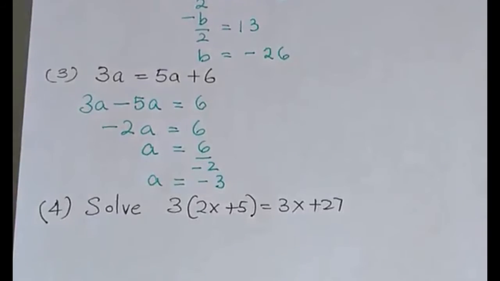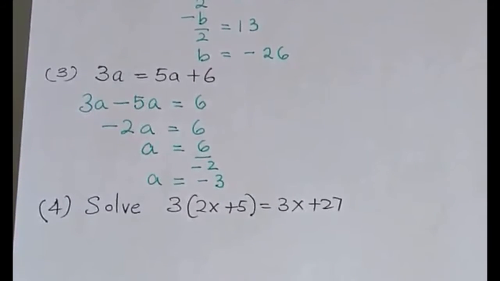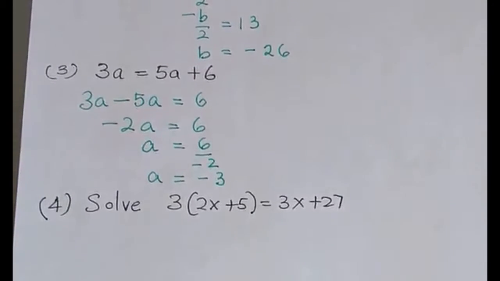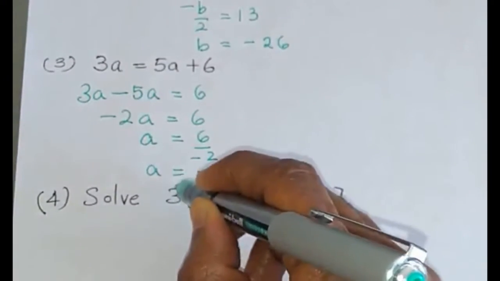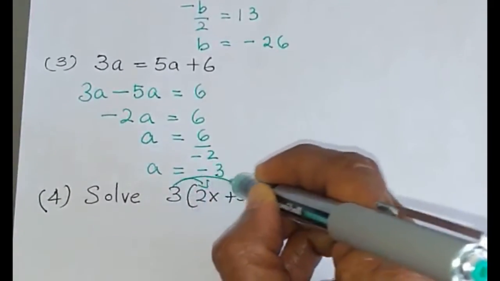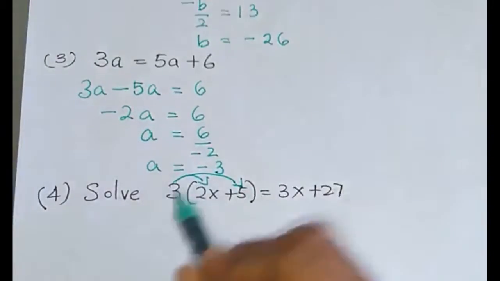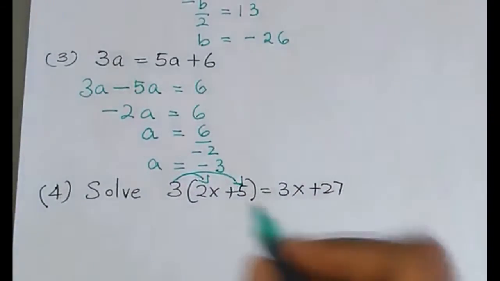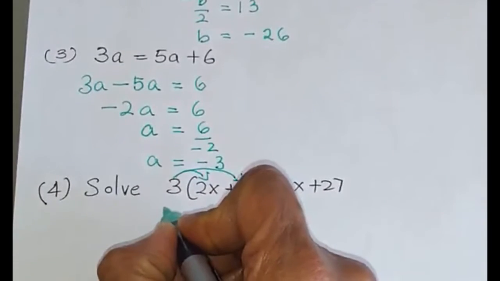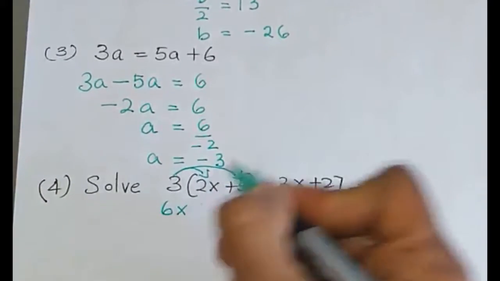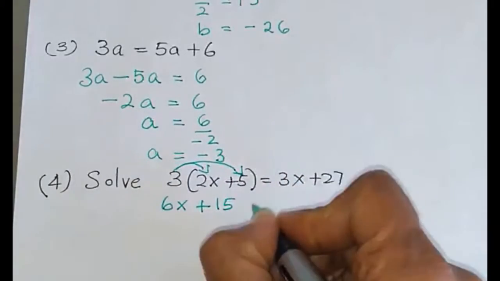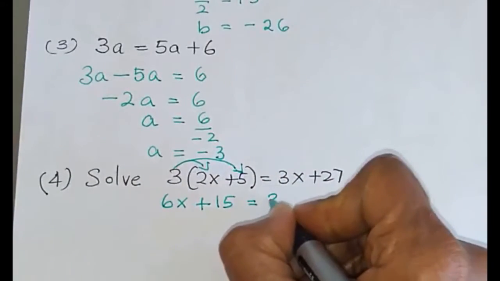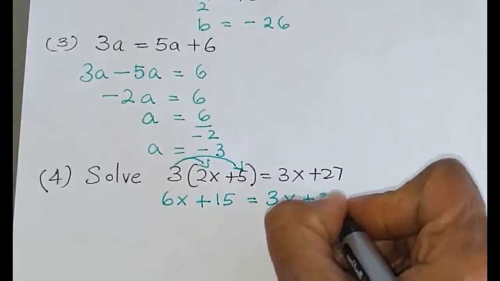In this question, we're going to have to use the distributive law or the rainbow rule, where we have a bracket and we have a term outside the bracket. So we're going to have to multiply each of the terms inside the brackets by the term outside the bracket. So let's do that. 3 times 2x is going to give me 6x, and 3 times 5 is 15. And on the right side, I have 3x plus 27.